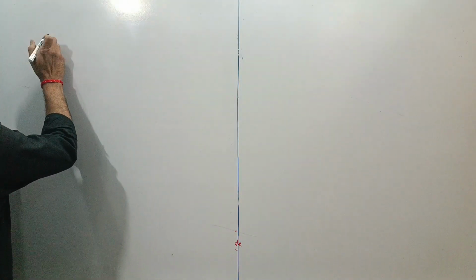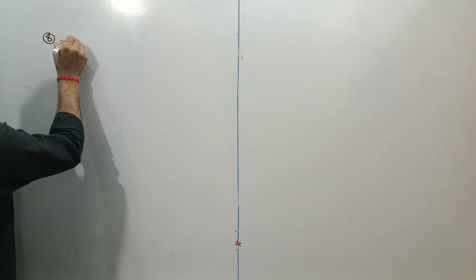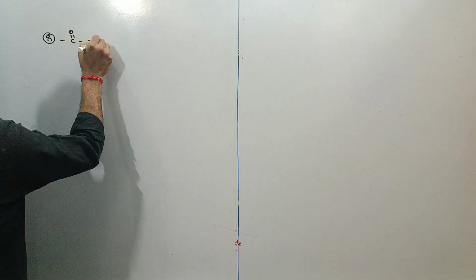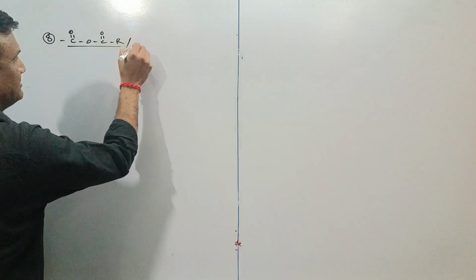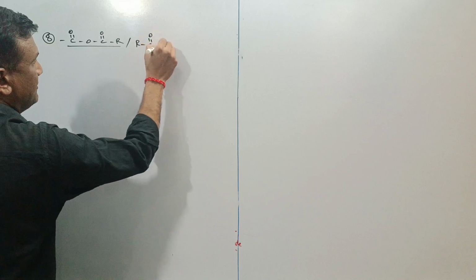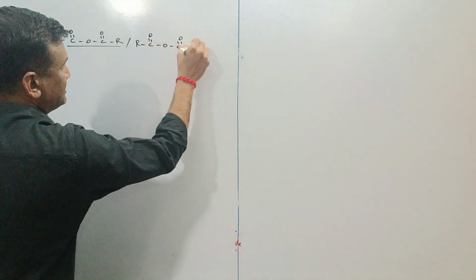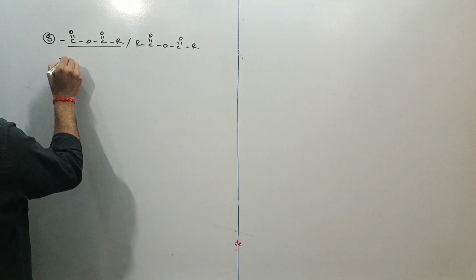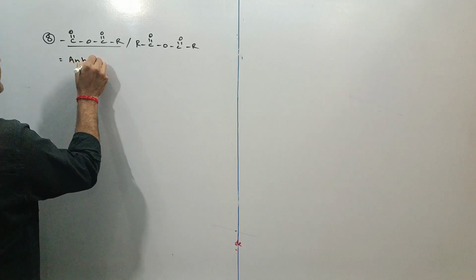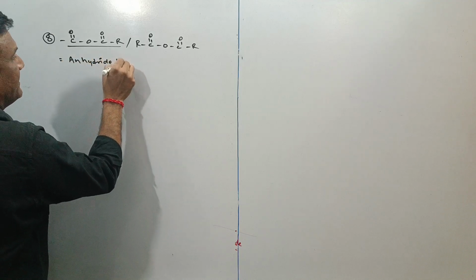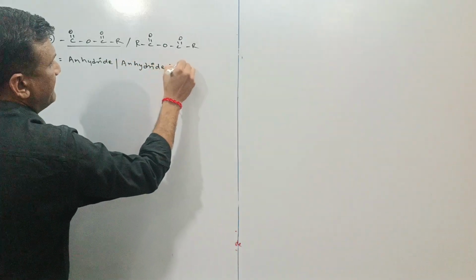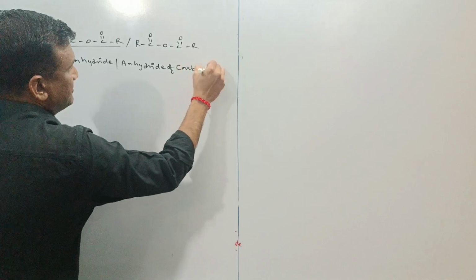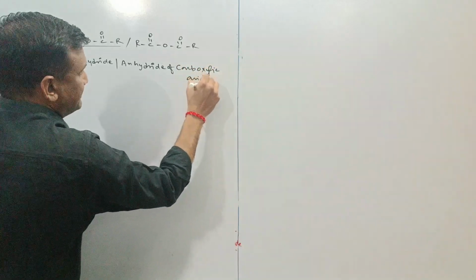This is the 8th function group, and what is that? It's too important. You can write it as follows: RCO, OCO, and this is the R'. This function group is called anhydride, or you can say anhydride of carboxylic acid also.